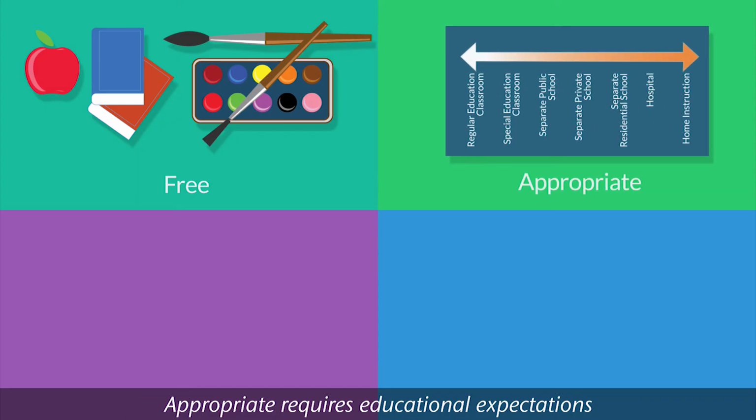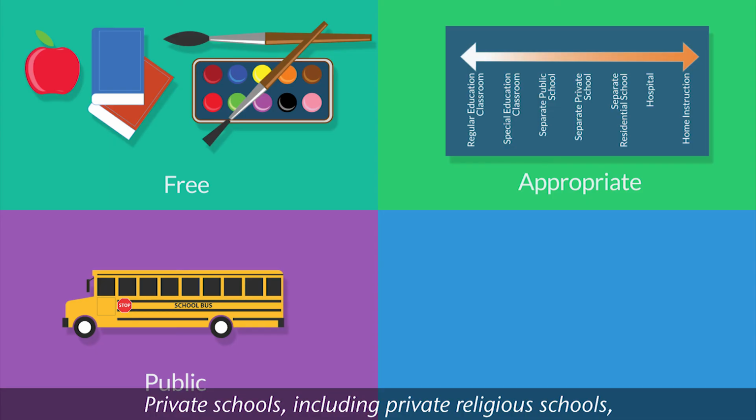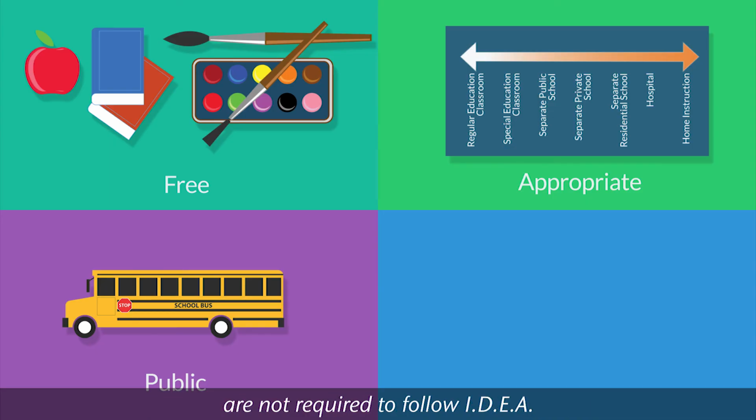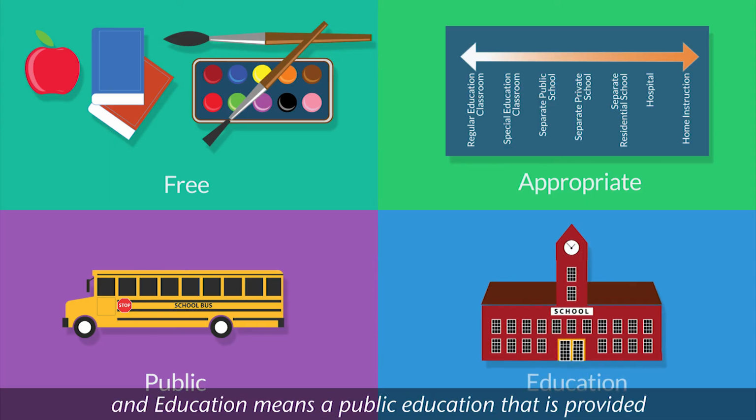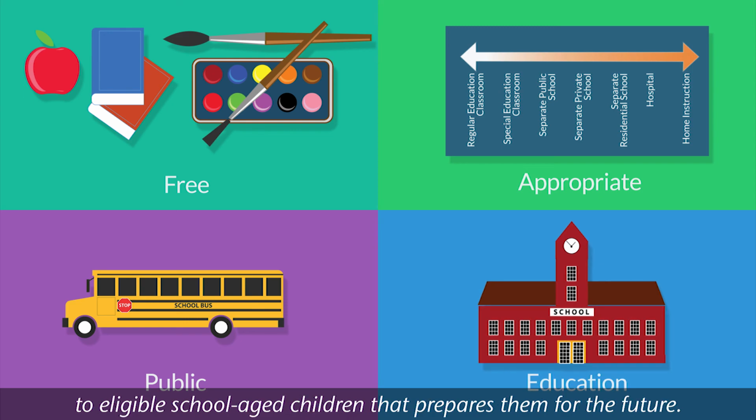Appropriate requires educational expectations that are individualized for a child with disabilities. Public refers to the public school system. Private schools, including private religious schools, are not required to follow IDEA, and education means a public education that is provided to eligible school-aged children that prepares them for the future.